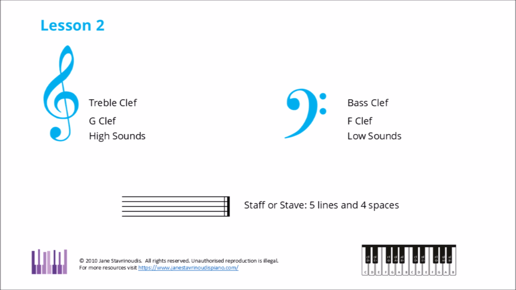Music is written on a staff or stave, which has 5 lines and 4 spaces. A clef is what we put at the beginning of the music to tell us whether we're reading high or low sounds. A treble clef or a G clef indicates high sounds. A bass clef or F clef indicates low sounds.